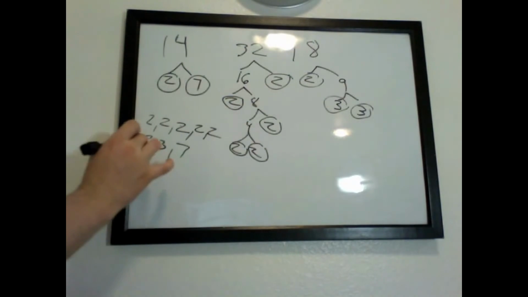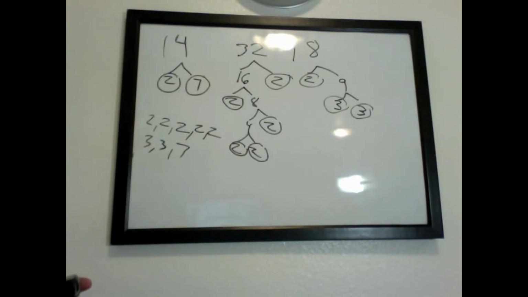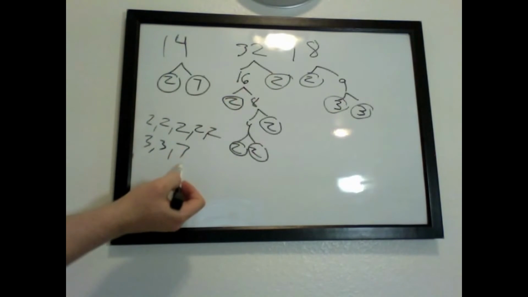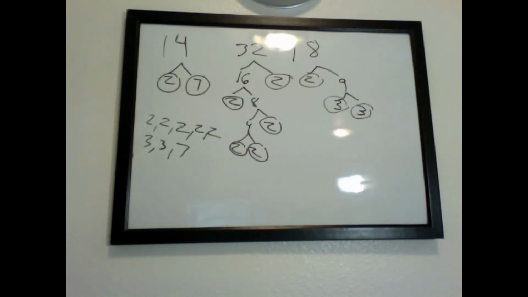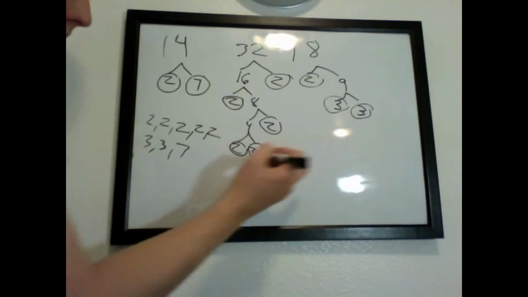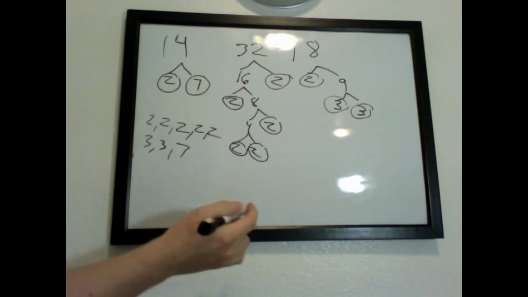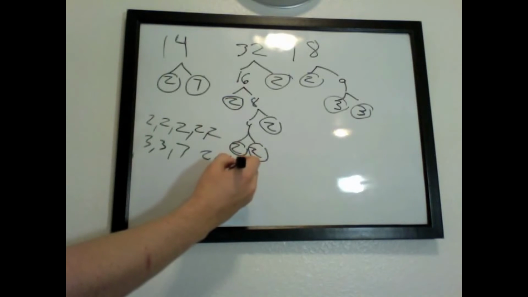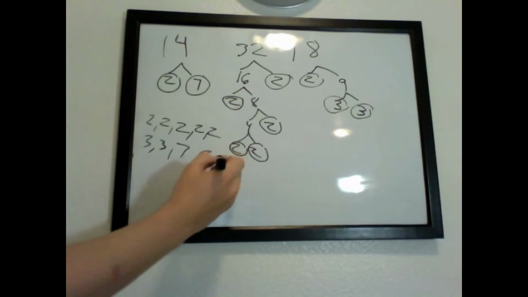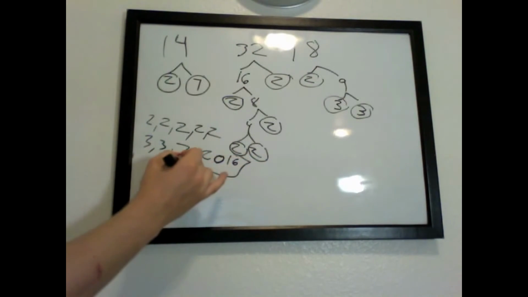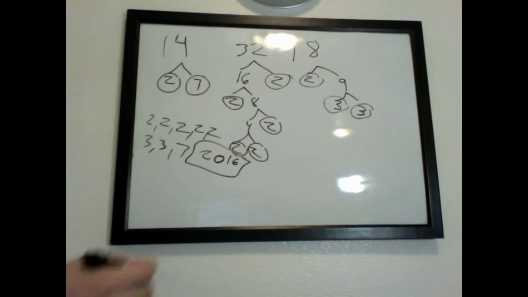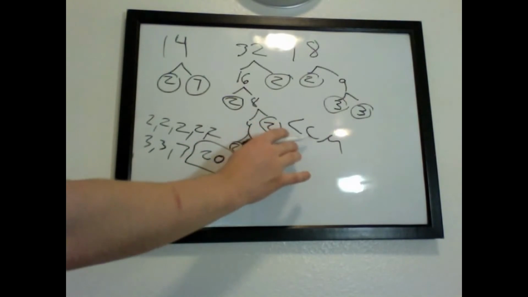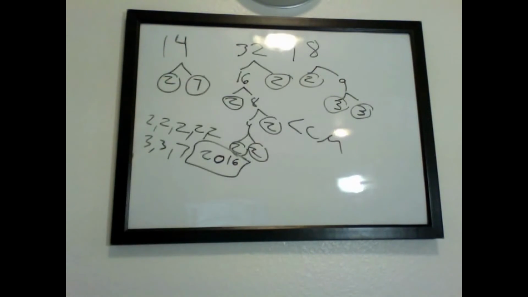And then you take the 3's, 32 times 3, times 3, and then you times it by the 7. And once you times all those numbers together, you get 2016. This number right here is the LCM, the least common multiple out of all these multiples.